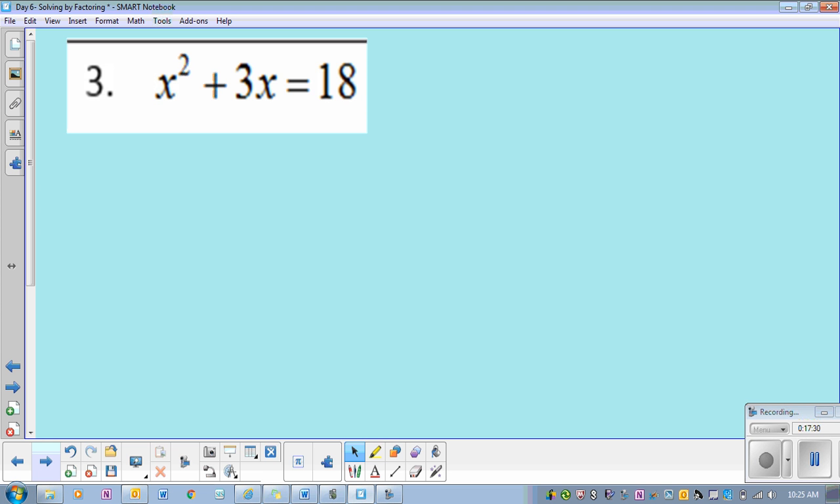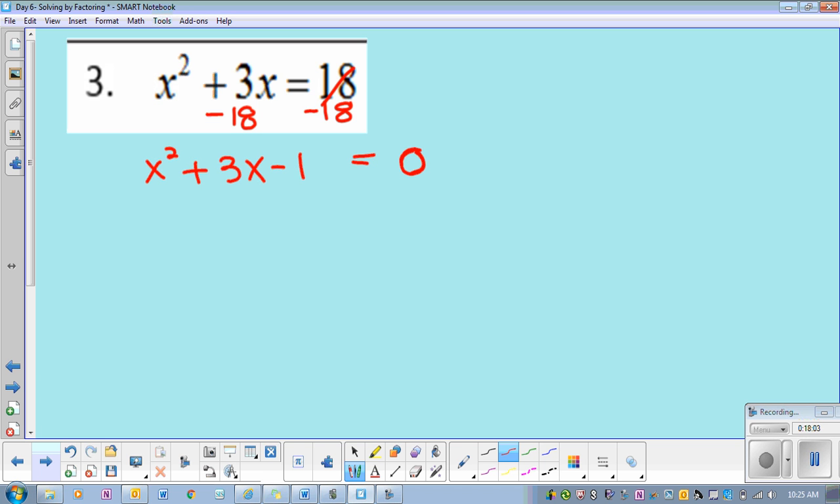Look at number 3. What is the issue here? Good. Thank you, Ethan. It does not equal 0. We need to make this equal 0. Let's subtract that 18 out of there. Right? So then on the right-hand side, now I have 0. Can I combine this 18 with anything? X squared, 3x? No. So you know what? X squared plus 3x minus 18. Just rewriting it, right?